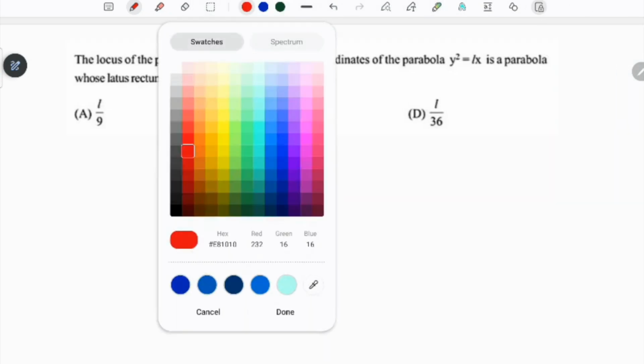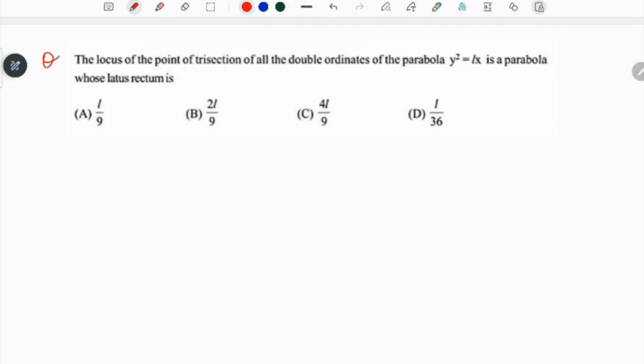Locus of point of trisection of all the double ordinates of the parabola y square is equal to Lx. Can you tell me for y square is equal to Lx, what is the latus rectum? y square is equal to Lx parabola. What will be the latus rectum? Length of latus rectum.